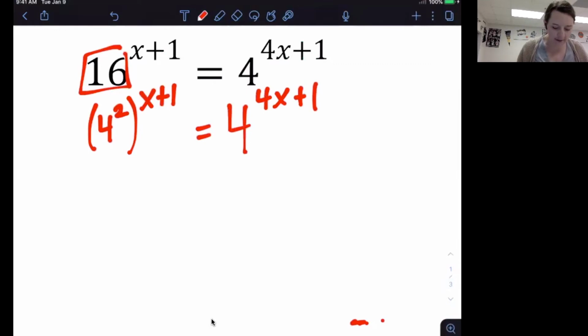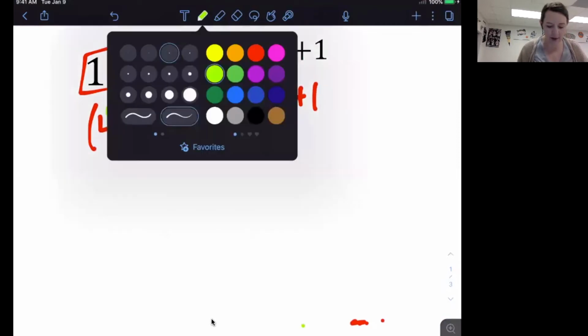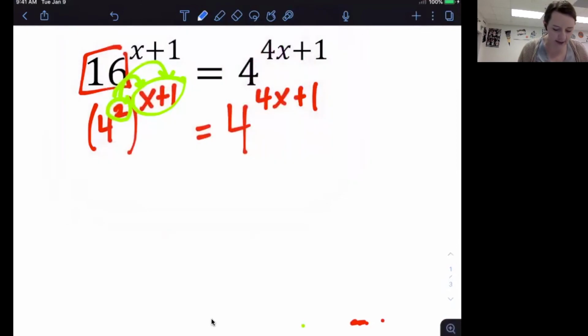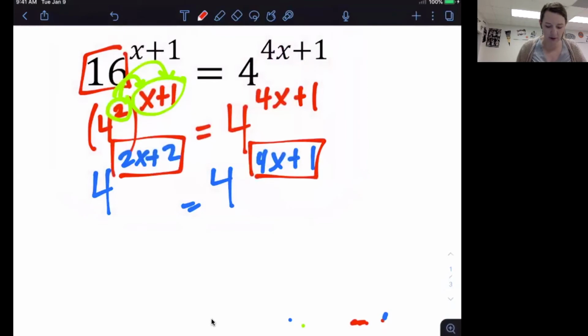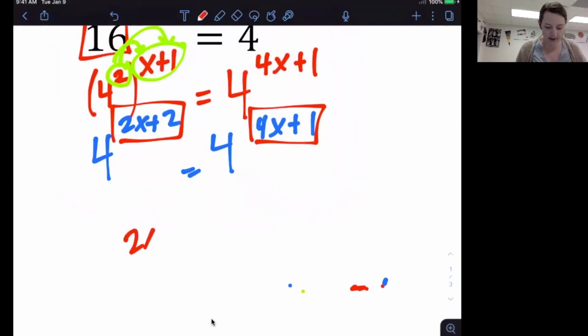So here I know that if I have a power raised to a power, I'm going to multiply these two things together. So that means that the 2 has to multiply by the x and by the 1. So when I distribute that, I get 4 to the 2x plus 2 power equals 4 to the 4x plus 1 power. So now that we have the same bases, we're going to take the two exponents and set them equal to one another. So I have 2x plus 2 equals 4x plus 1.